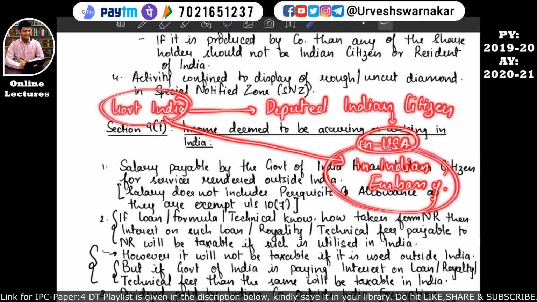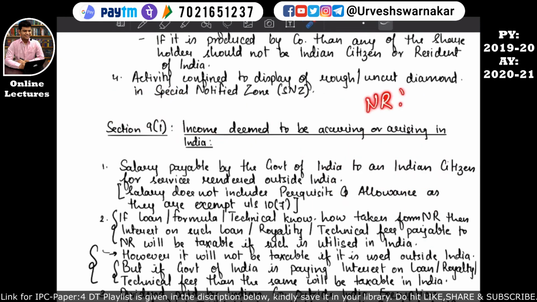That means this Indian citizen will be non-resident in India first of all, okay. And if this Indian citizen is a non-resident in India and is receiving a salary from the government of India, it will be deemed to be accruing or arising in India and it will be taxable in India. I hope this is quite clear to you all.